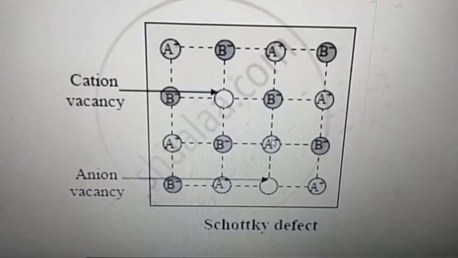Generally, it is shown by ionic substances in which the cation and anion are of almost similar sizes. So if we take Frenkel defect, the cation should be smaller and the anion should be bigger. That means there should be a difference in the sizes of the ions in the case of Frenkel defect. But in the case of Schottky defect, it occurs where the cations and anions are of almost the same sizes. Best examples: sodium chloride, potassium chloride, cesium chloride and silver bromide exhibit this type of Schottky defect.